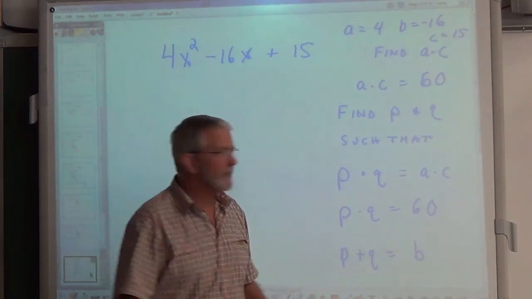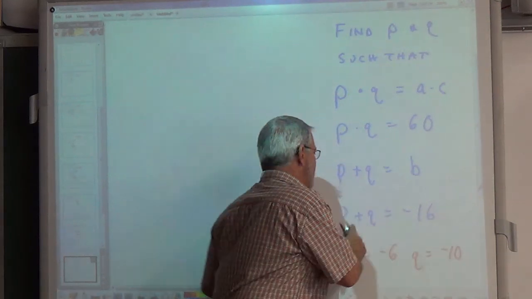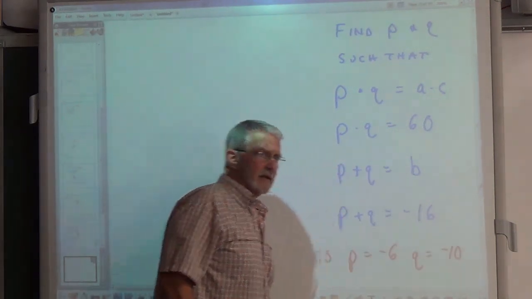What else do we want to happen? What else we want to happen is we want P plus Q to equal B. In this case, P plus Q to equal negative 16.